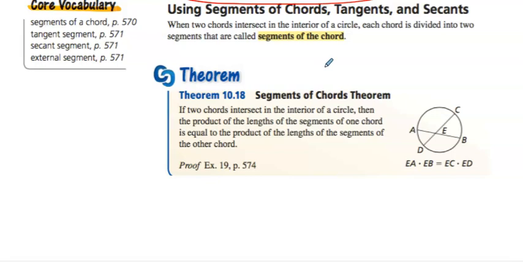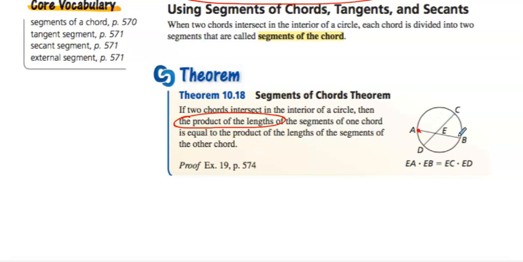And rather than looking at the angles, we're actually going to look at another theorem here. If two chords intersect in the interior of a circle, then the product of the lengths of the segments of one chord is equal to the product of the lengths of the segments of the other chord. So we're going to talk about the lengths here, not the arcs or the angles anymore.